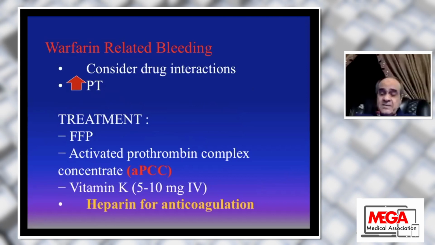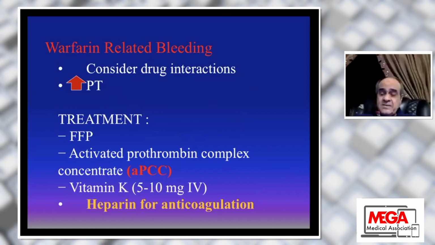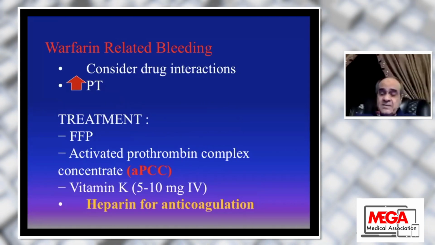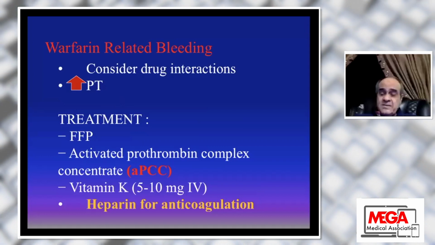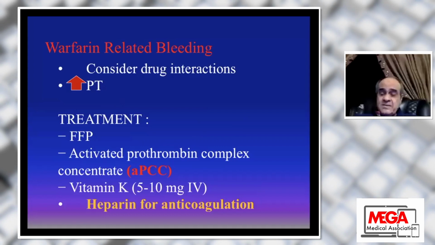Warfarin-related bleeding, we have to consider drug interactions, and we will find the increased PT, and treatment here is fresh frozen plasma and activated prothrombin complex concentrate. We can give vitamin K. Heparin, we can replace warfarin with heparin.